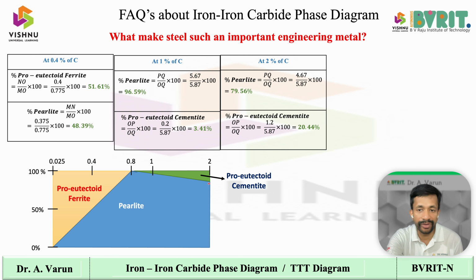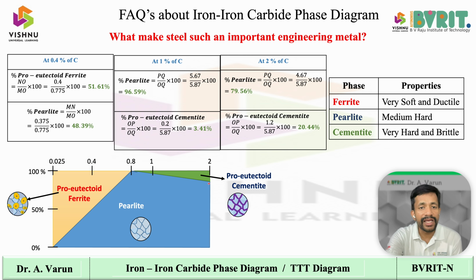Now, why is this so important? If you see ferrite, which is a soft material, very soft and ductile because of less percentage of carbon, and perlite is medium hard because you have a laminar structure of alternate ferrite and cementite mixture, so it is perlite. And then finally, this cementite is very hard. That is iron carbide. So whenever you have more and more percentage of cementite coming into the picture, you will have more and more hardness and brittleness.